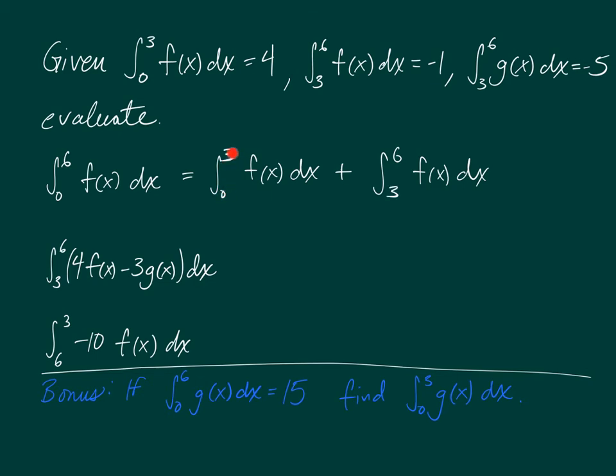We know the integral from 0 to 3. We know the integral from 3 to 6. So we can break this interval down into two intervals, 0 to 3 and 3 to 6, and we can add these two values together. So I know that this first one is just 4, plus this one here is negative 1. Our answer for the first one is 3.